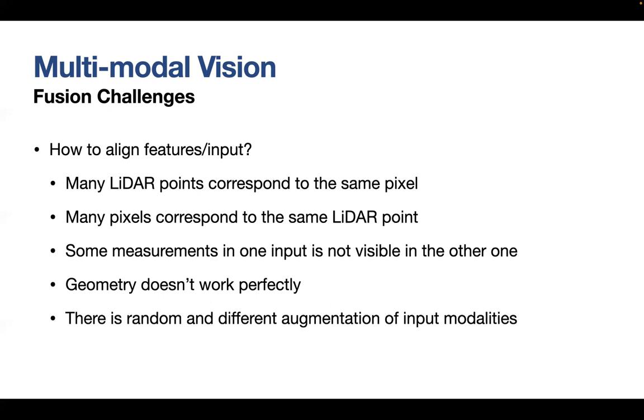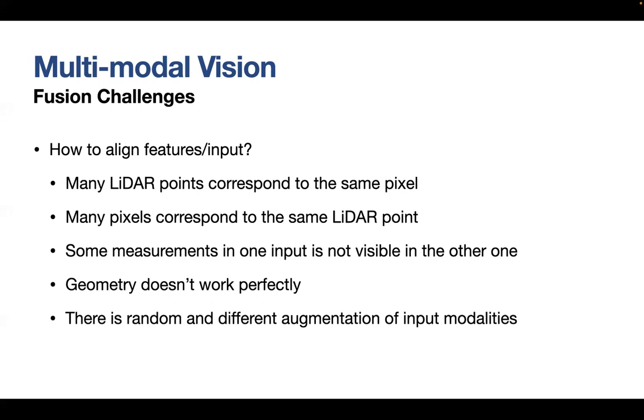Also, some measurements in one input may not be visible in the other one. Because they look from a different angle, they might not be the same exact point. In many cases we cannot find the area that is detected by the LiDAR in the image. There is also movement and so forth. So it's very hard to find a one-to-one mapping. And because the whole world is moving, geometry and linear algebra do not work perfectly.